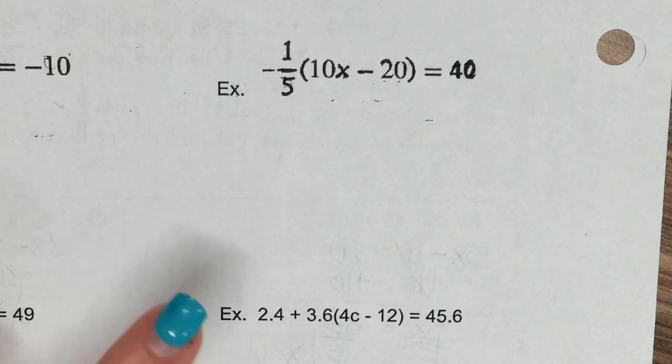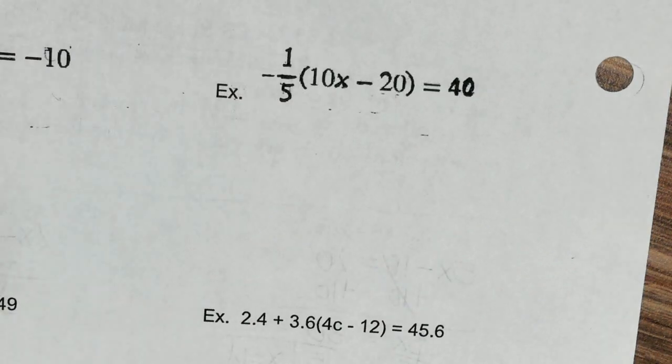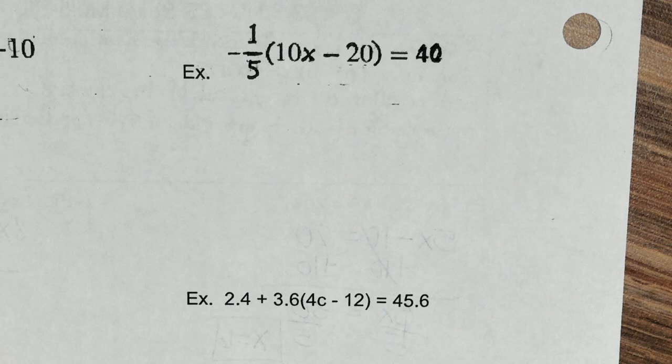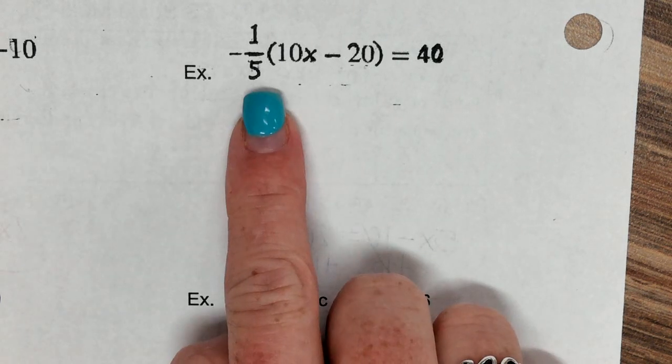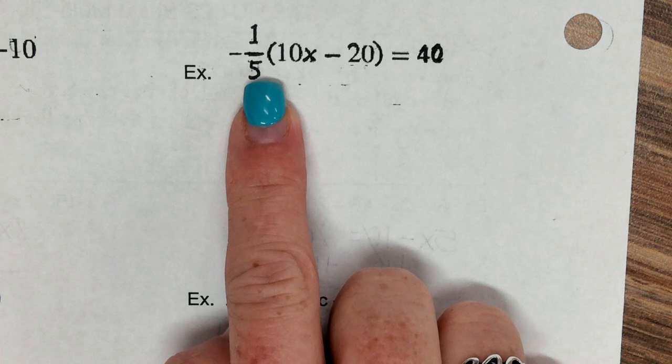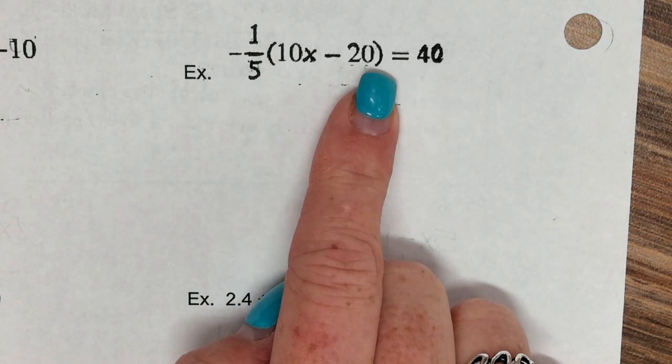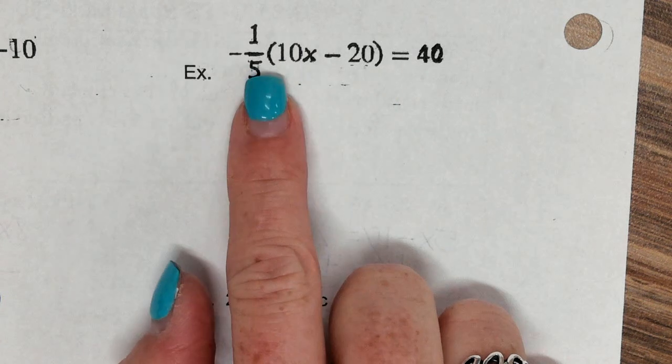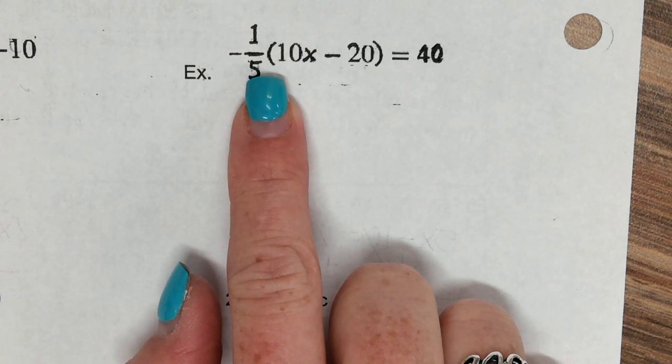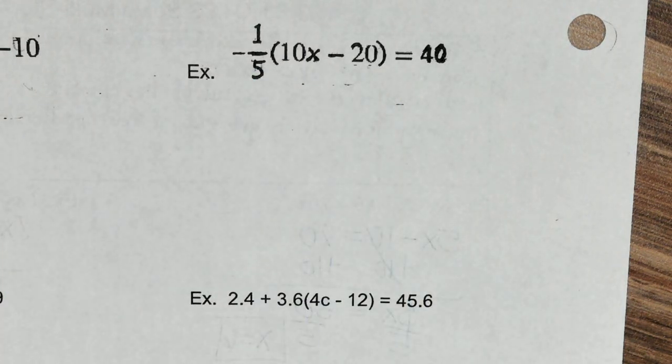Let's go to this one. Now, could you take negative 1/5 and change it to a decimal? Yes, but look at what you're multiplying by. The denominator is 5, right? And you're multiplying by 10 and 20. Well, both of those are divisible by 5. So personally, I'm going to keep it as a fraction because I'm good at doing fractions in my head. If you're not, change it to a decimal.